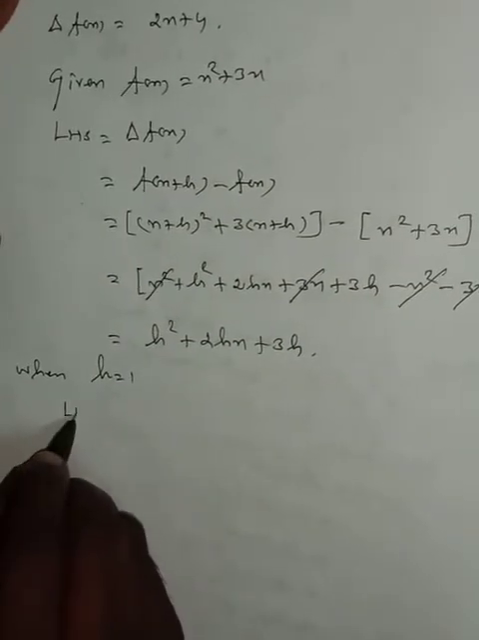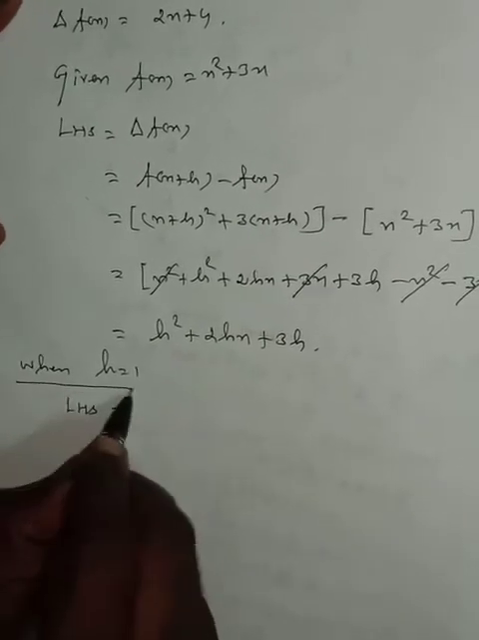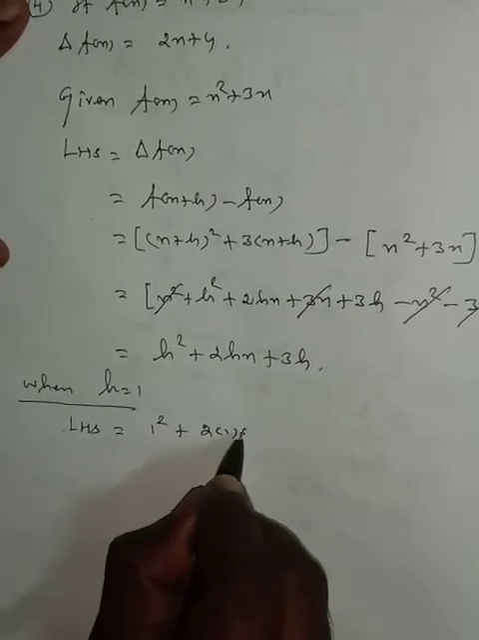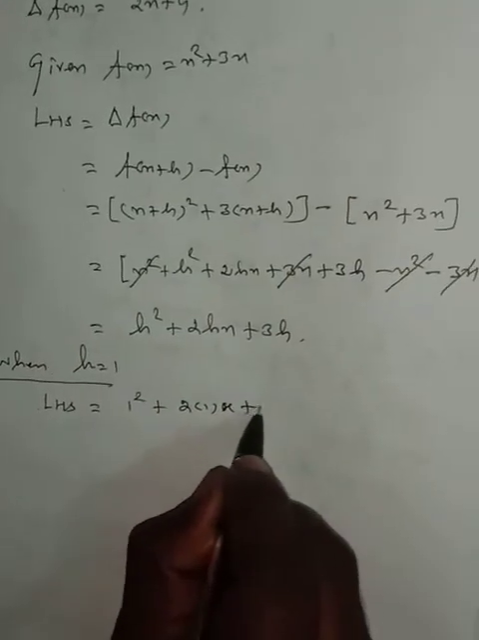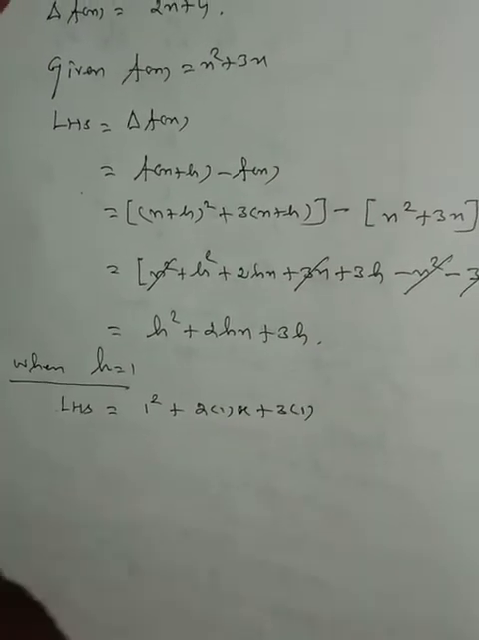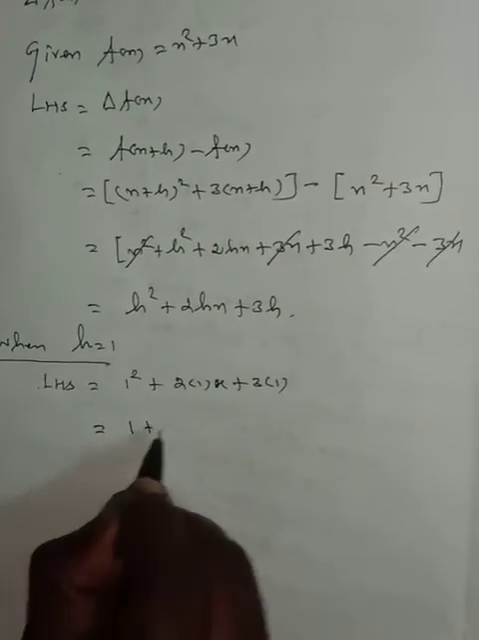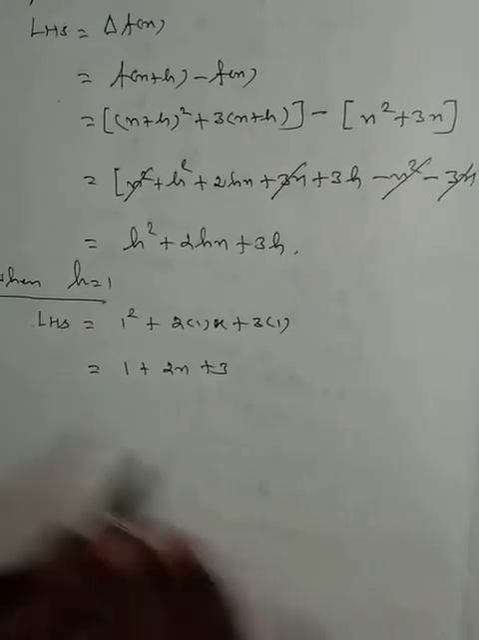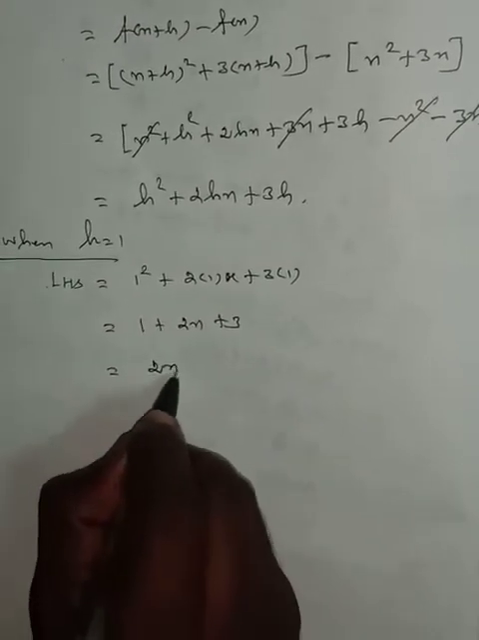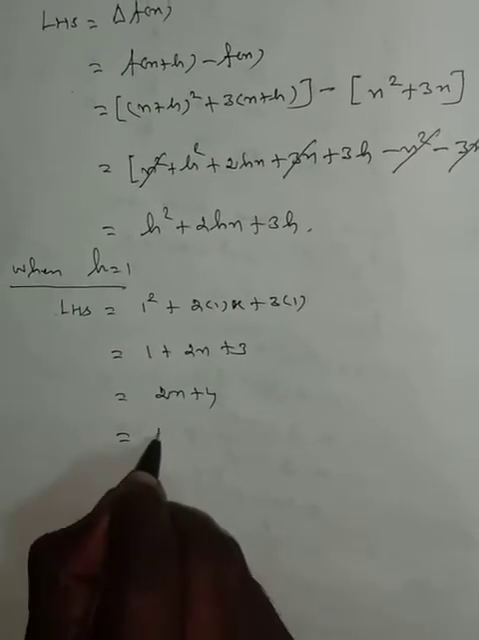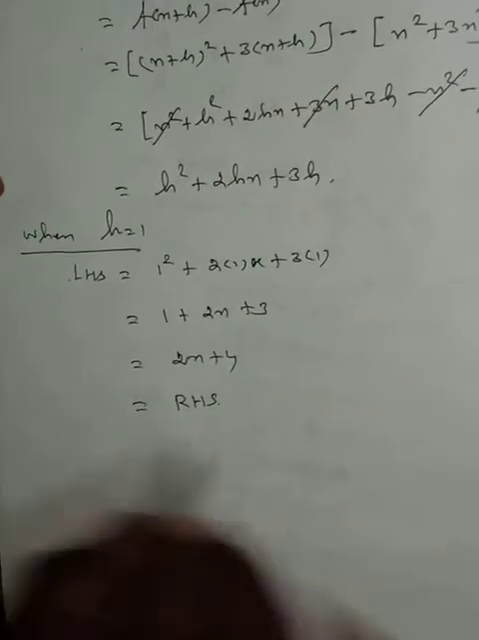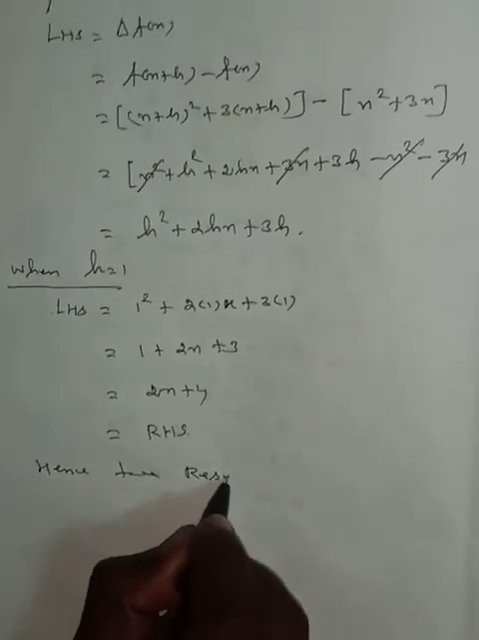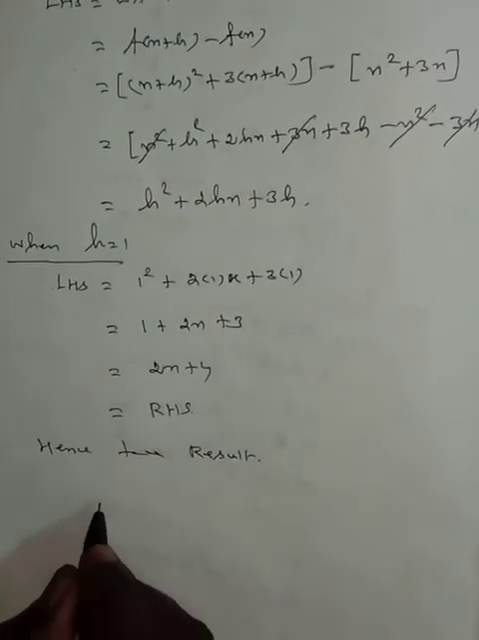LHS is equal to 1 square plus 2 into 1 into x plus 3h, 3 into 1, equal to 1 plus 2x plus 3, is equal to 2x plus 4. Hence RHS, hence the result. Next, sum number 5.